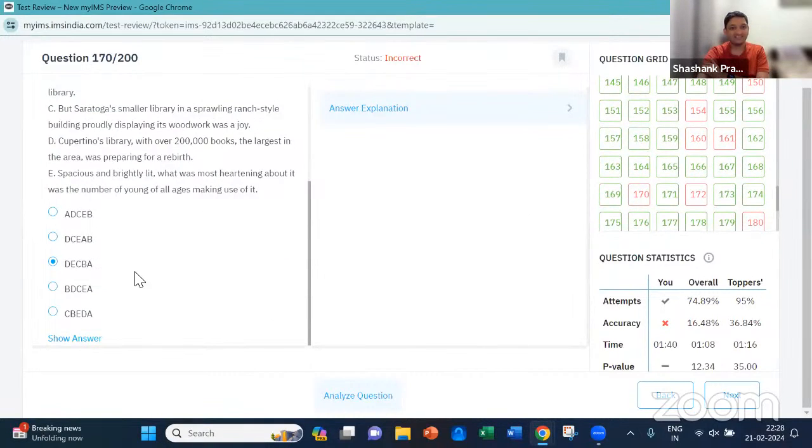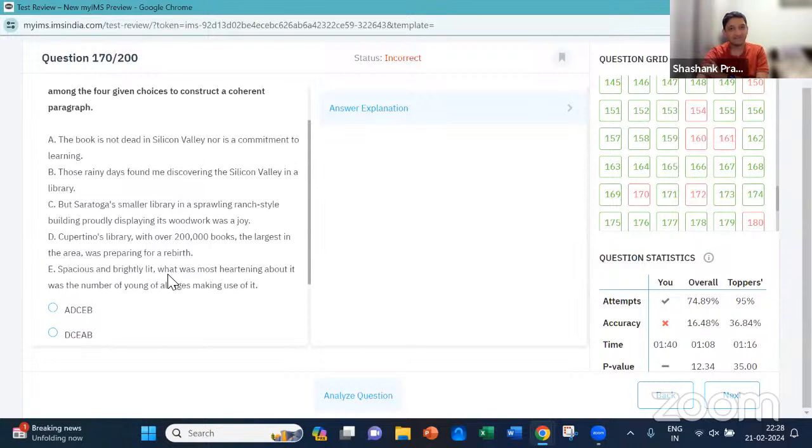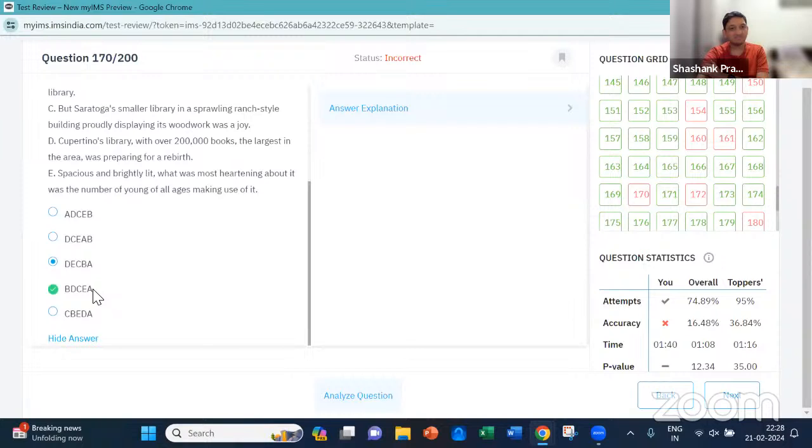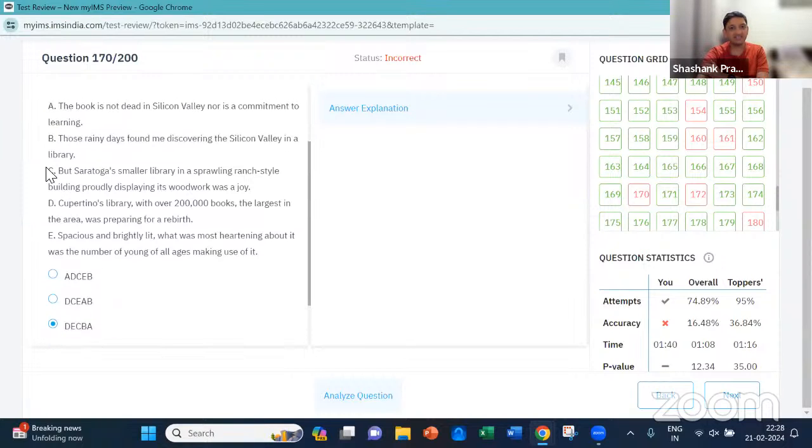170. I don't know. DECBA. क्या आंसर था? BDCEA. Not even close. Not even close. BDCEA. C and E. ठीक है. I think C and A. So I thought smaller library, but sprawling ranch-like building. ठीक है. That was spacious and light. ठीक है. I didn't read it too.